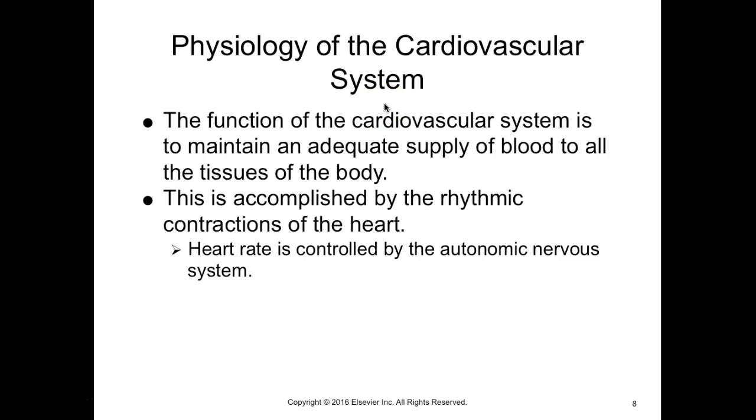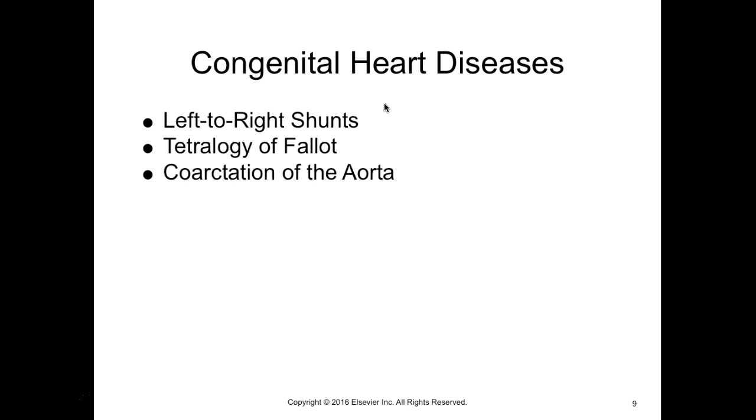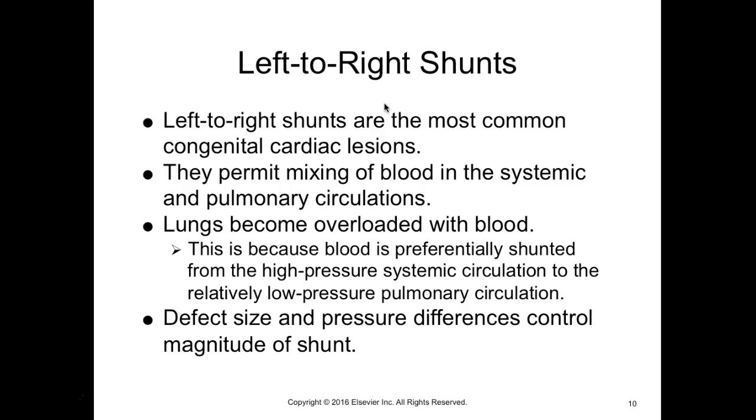So the physiology: the function of the cardiovascular system is to maintain an adequate supply of blood to all the tissues of the body. This is accomplished by the heartbeat, and the heart rate is controlled by your autonomic nervous system. Some of the congenital heart diseases, and you will see these in some of the patients that come through, are the left to right shunt, Tetralogy of Fallot, and the Coarctation of the Aorta. So we have the left to right shunts first.